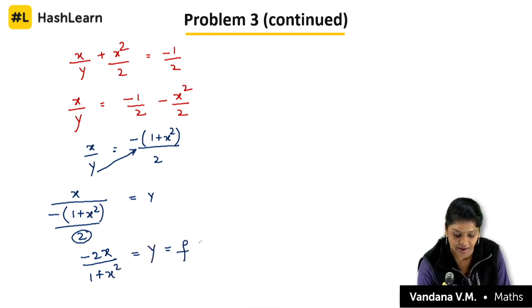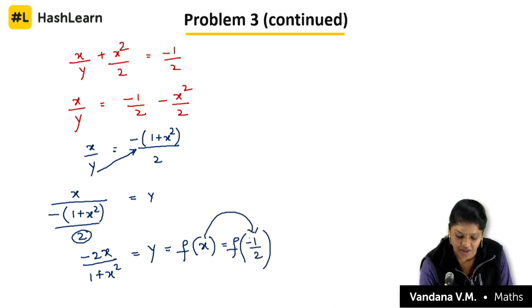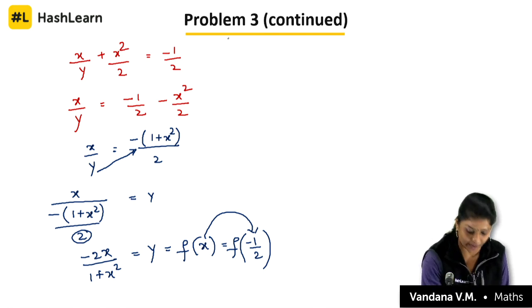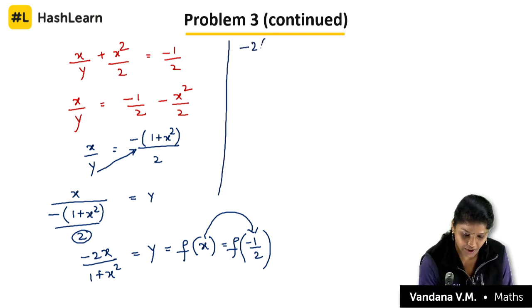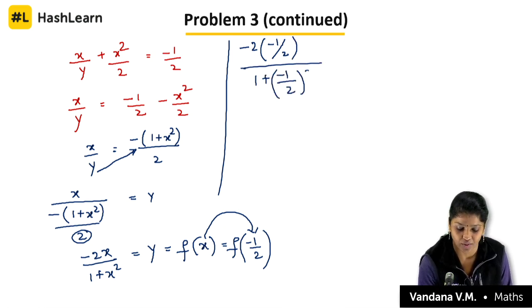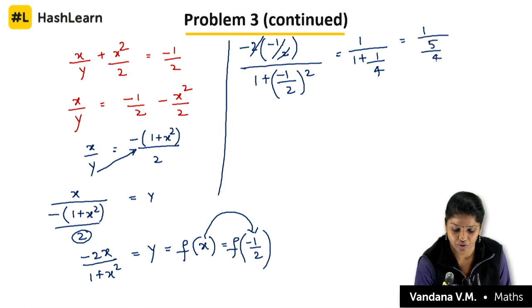y is nothing but f of x. Actually, I would like to find out f of −1/2. That means in place of x, I have to write −1/2. So, −2 into −1/2 divided by 1 + (−1/2) whole square. The two minuses get cancelled: 1 divided by 1 + 1/4, which is 1 divided by 5/4, that is equal to 4/5.